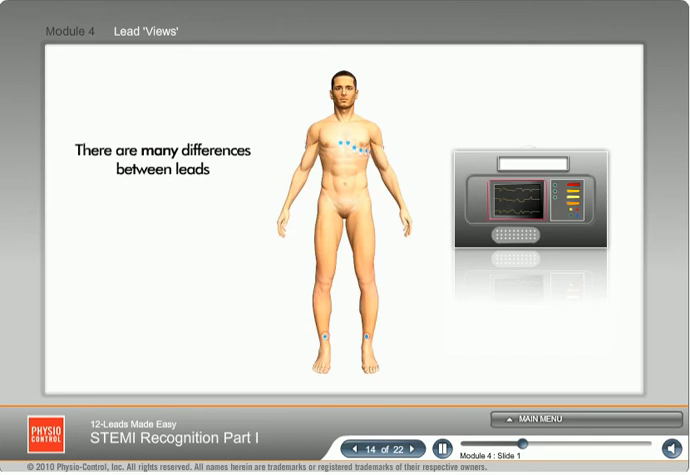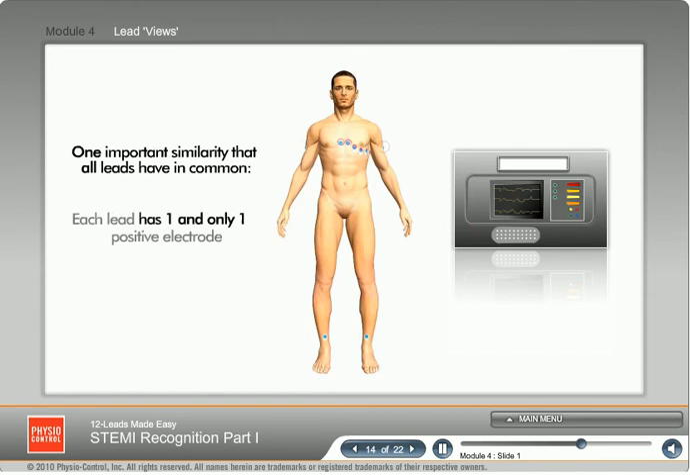There are a lot of differences between leads. For example, some leads have one negative electrode, some have two, others have three. Some look in the frontal plane, while others look in the horizontal plane. However, we are not going into a lot of detail about those differences between leads. Instead, we're going to concentrate on one important similarity that all leads have in common.